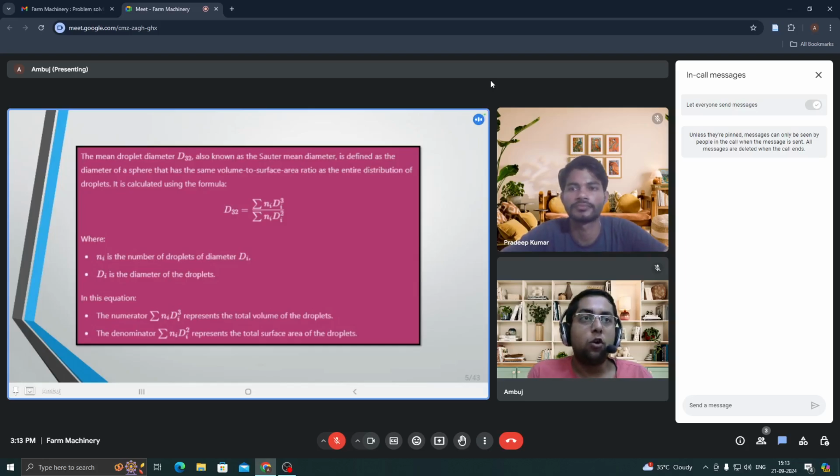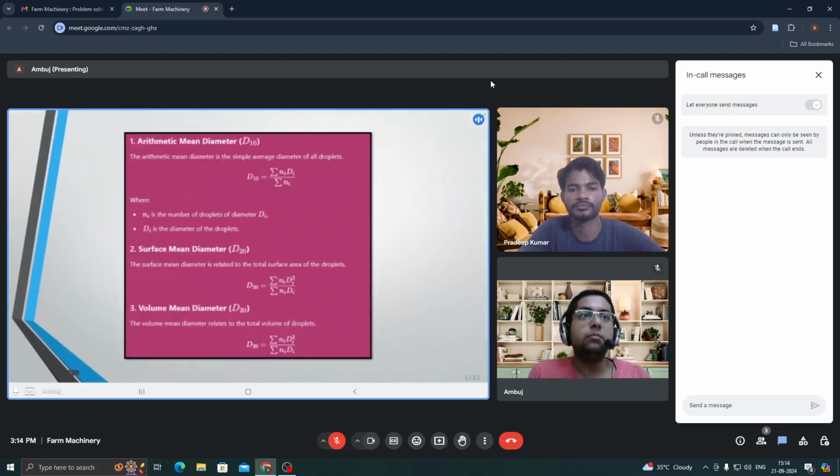Okay, the formula is this one. You already used sigma ni di cube over sigma ni di square. The numerator represents the total volume, and the denominator represents the total surface area. That has to be the same. That is the meaning here.